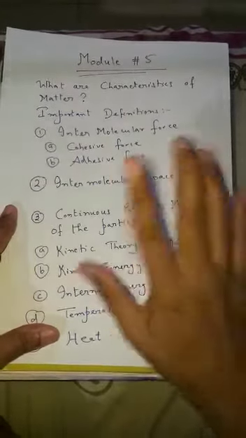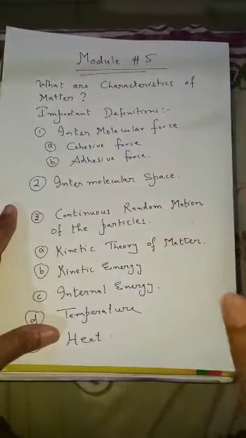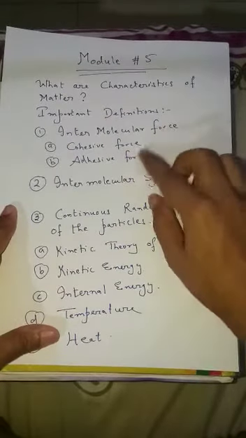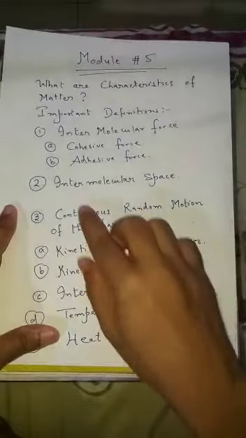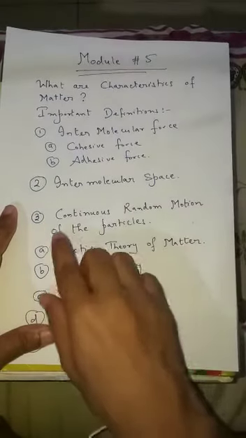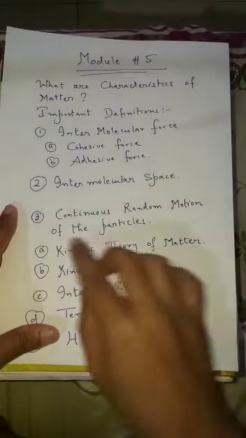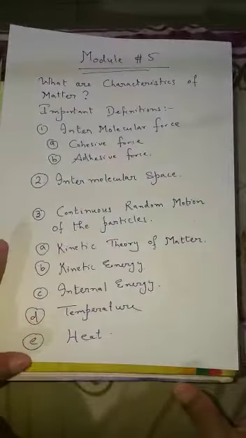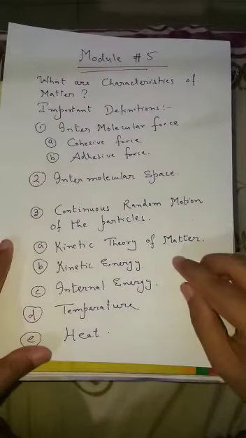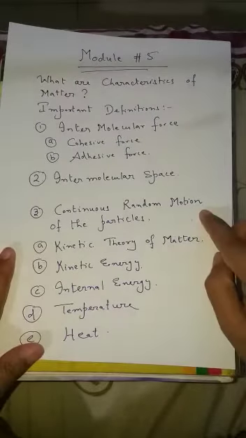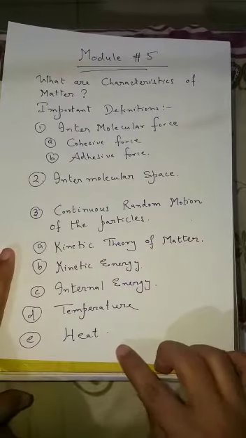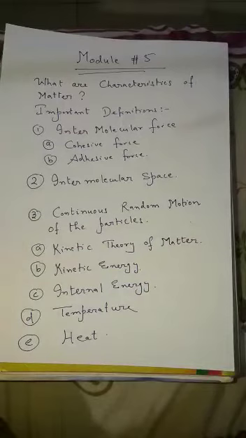So these are the important definitions that you need to learn in module 5. What is intermolecular force? Apart from that, what is cohesive force? What is adhesive force? The important definition of intermolecular space, and what is continuous random motion of the particles. It is the third characteristic of matter. Now, under this we studied a few important theories. What is kinetic theory of matter? What is kinetic energy? What is internal energy? What is temperature? And what is heat? With this we concluded video 5.